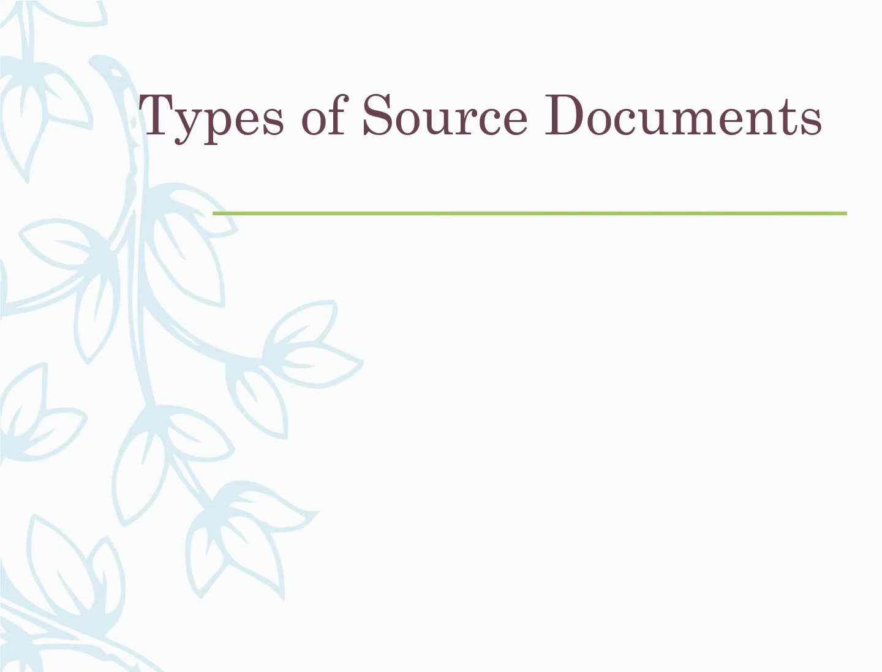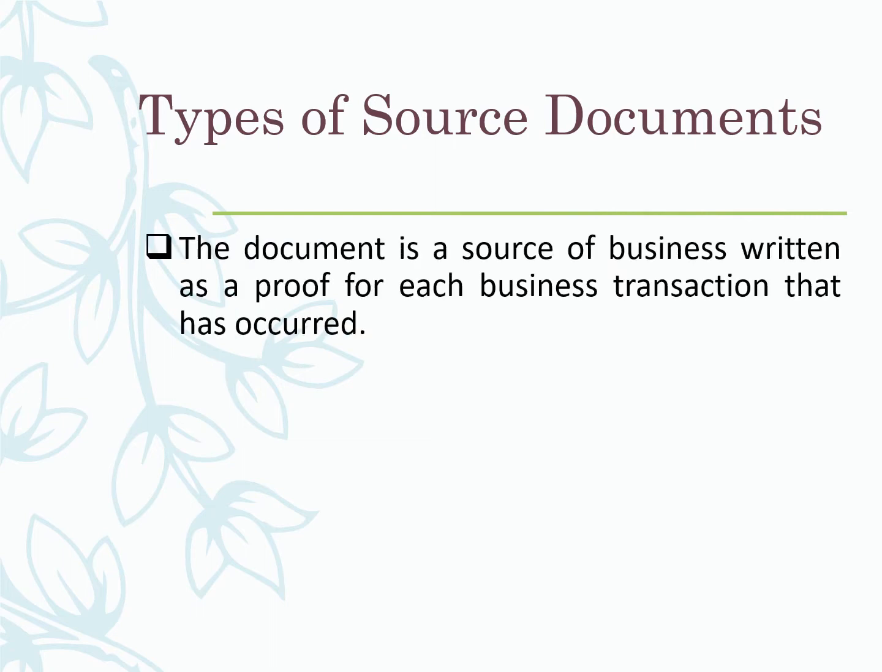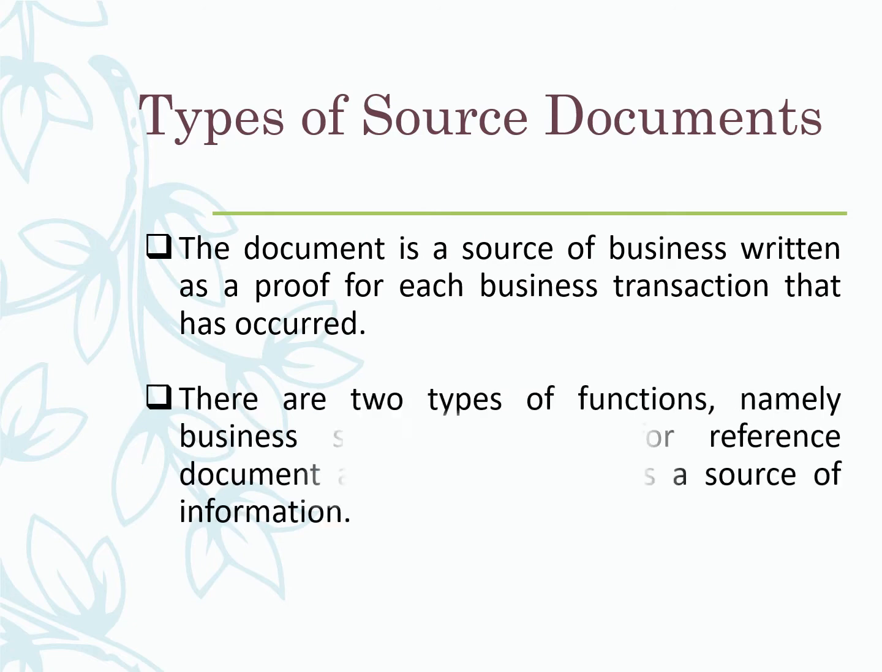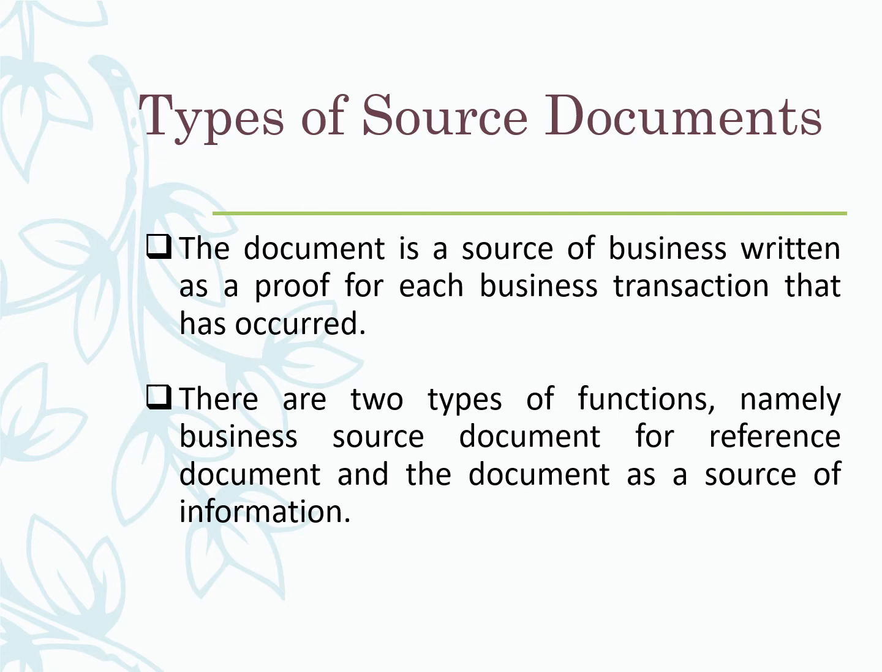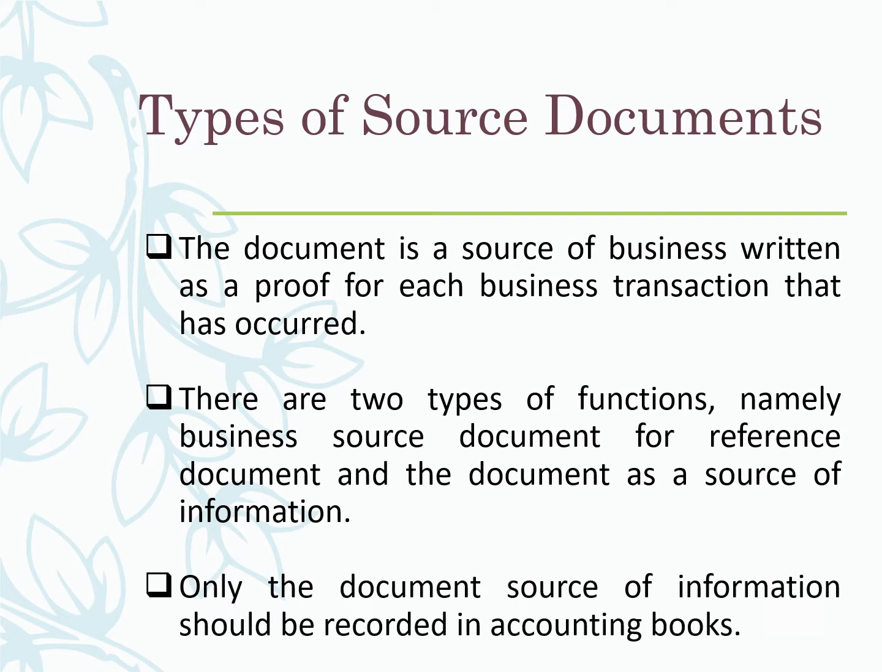Types of source documents. The documents are a source of business, written as a proof for each business transaction that has occurred. There are two types of function. First is as a reference document and the second one as a source of information. And only the document as a source of information should be recorded in accounting books.